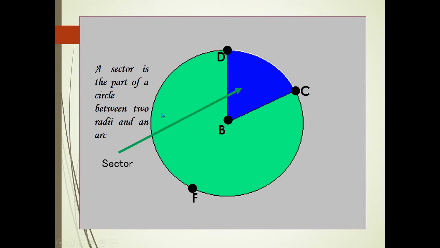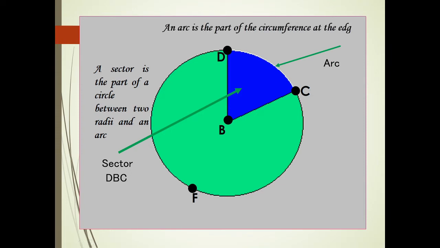Ayan. O, binanggit ko rito yung arc. Ngayon, paano natin tatawagin tong shaded region na to? This is called sector DBC. Okay? Now, this one, ano yung tinuturo ng arrow na to? This is the arc. An arc is the part of the circumference at the edge of a sector. So, yung syempre, may edge din ng sector. So, yung edge ng sector na yun is called an arc. So, in the figure, we have arc DC or arc CD.